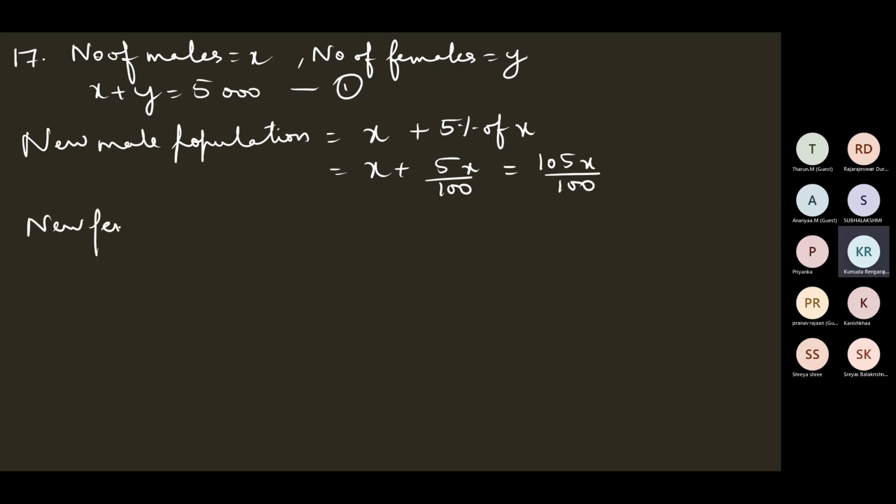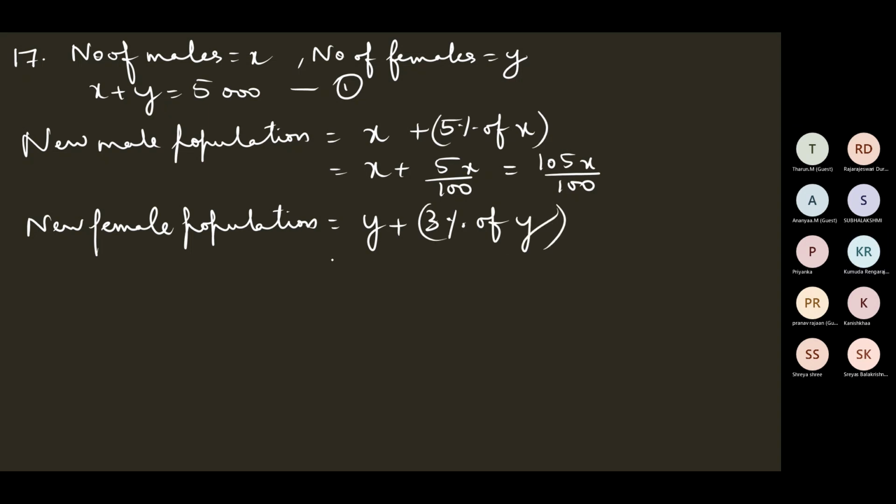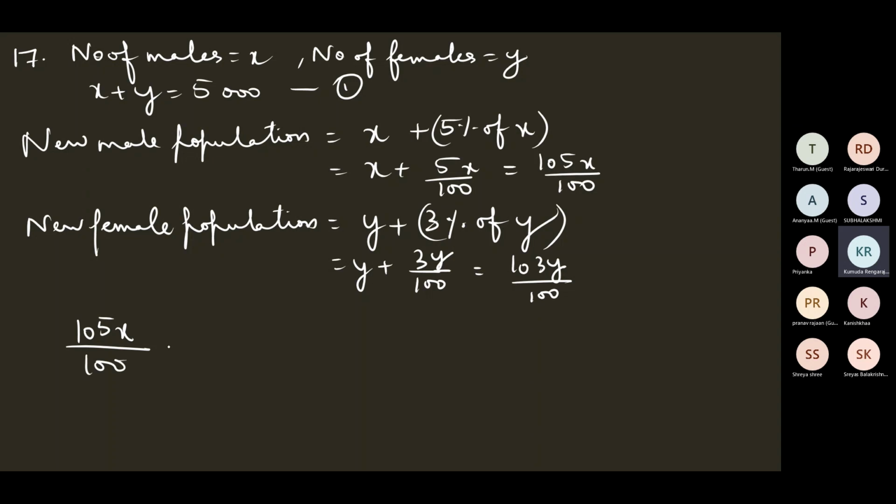New female population is equal to, it increases by 3%. So Y plus 3% of Y. So Y plus 3 by 100 of Y. On taking the LCM, you get 100Y plus 3Y, 103Y by 100. And the sum of these two: it's clear from the given conditions that the new male population plus the new female population is equal to the total population of 5,202.